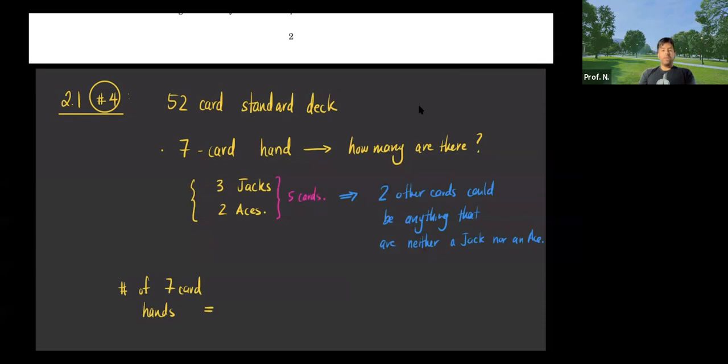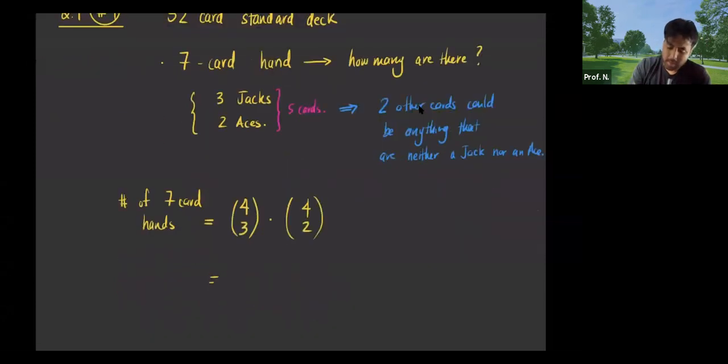Well, I have four jacks to choose from. How many do I have to select? I got four, choose three. And then I have four aces and only want two of them. So that's four, choose two ways. It's gonna be six different ways, right? So this is four, this is six.